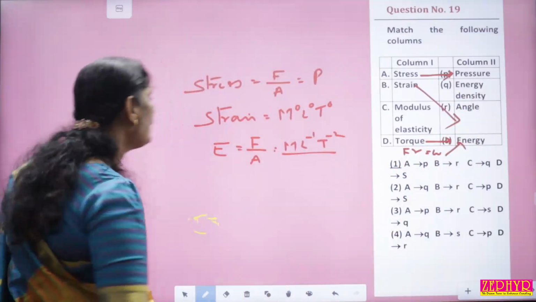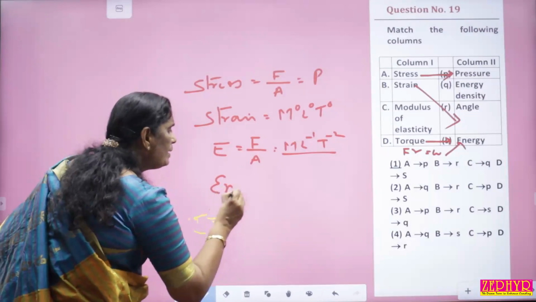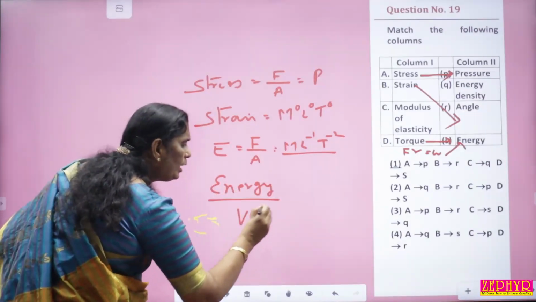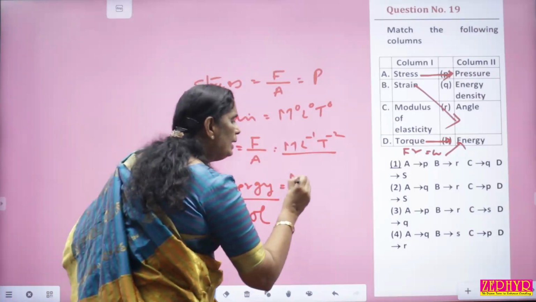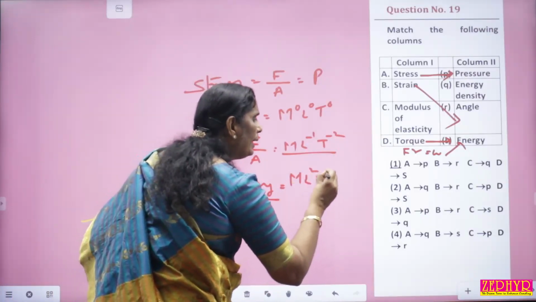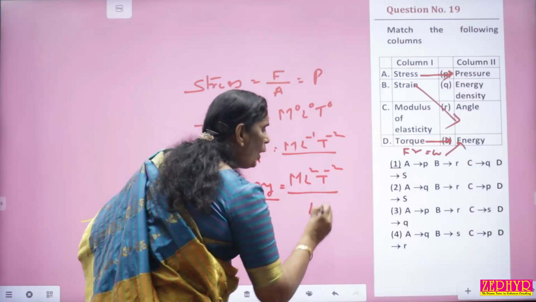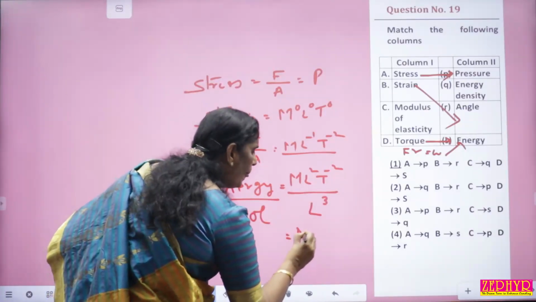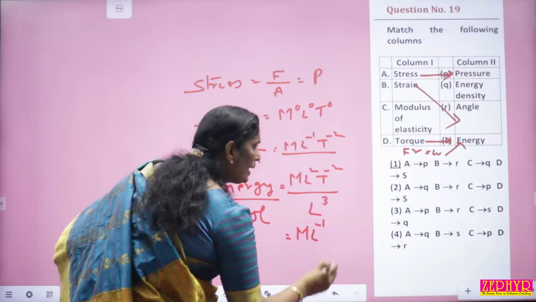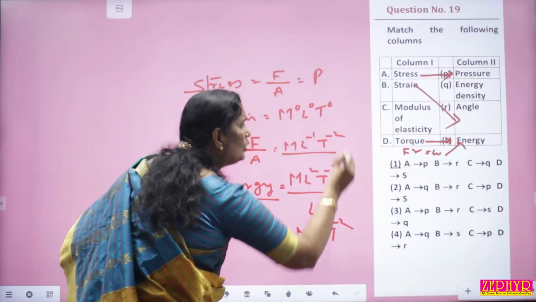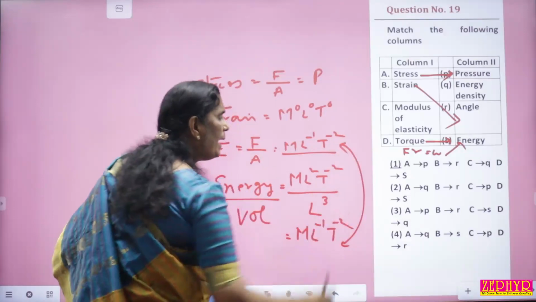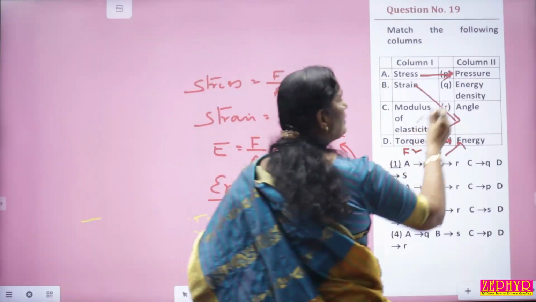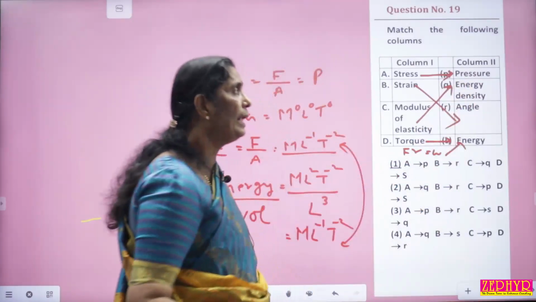So let me try with the energy density. What is energy density? Energy density is energy per unit volume. Energy is M L square T raised to minus 2, divided by volume. How do you write volume? L cube. So L square cancels out. How much are we getting? M into L raised to minus 1, T raised to minus 2. So it matches very well with force per unit area. So the modulus of elasticity we can match with energy density.